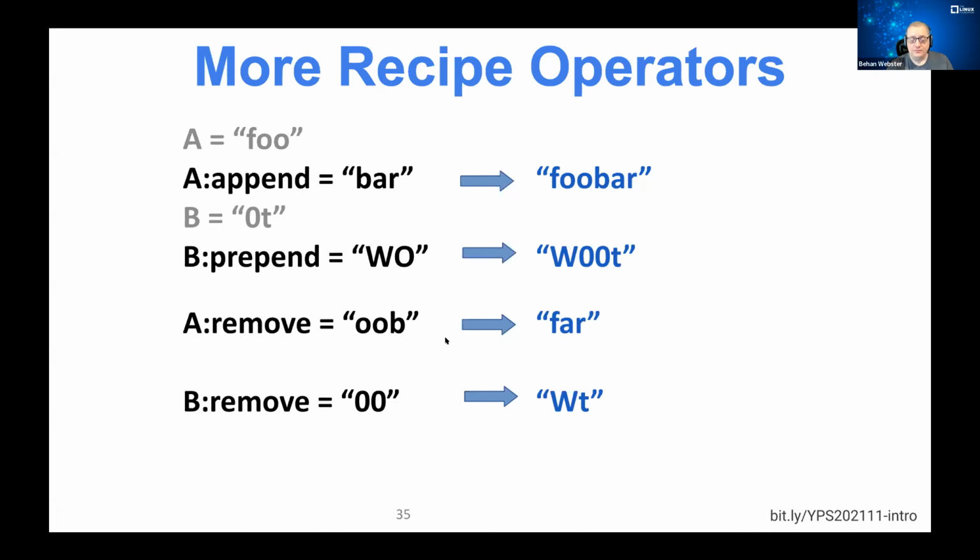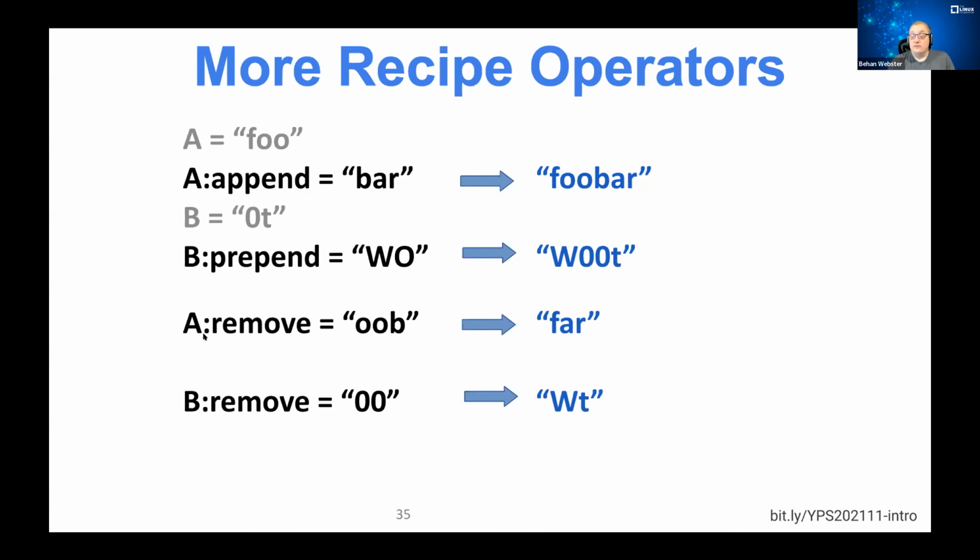Same thing here, and you'll notice exactly the same typo here with an O. B equals 0T. If you do a prepend colon prepend, it will add W0. And again, we'll get W00T.